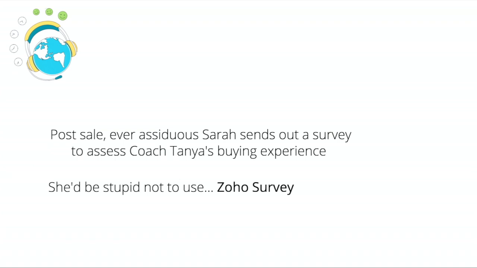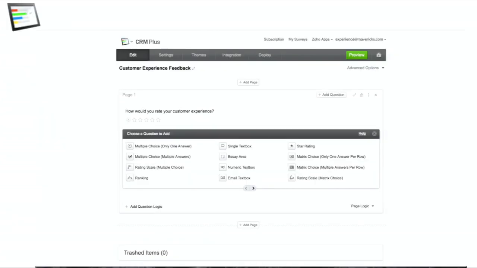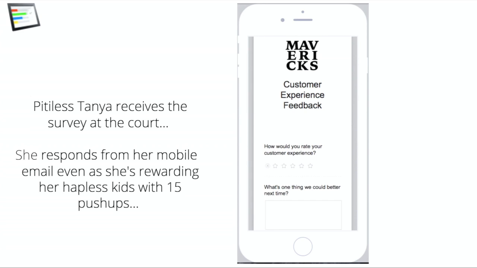So after the sale, there's a reason why she's called assiduous. So she sends out a survey to understand the buying experience. So, of course, she uses a product called Zoho Survey. Let's go take a look at that. So that's a survey screen. The top left-hand corner is a survey icon. And this is a product that allows you to quickly create a survey. So she sets this thing up, puts the survey together, sends it back to Tanya.